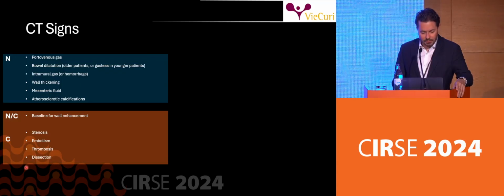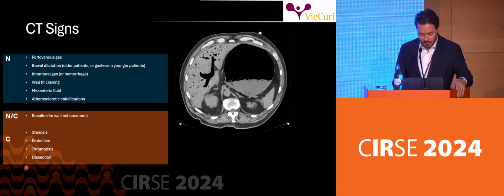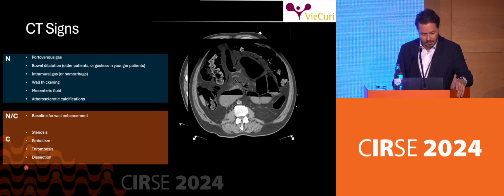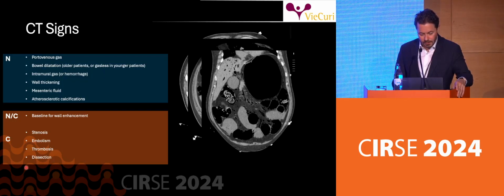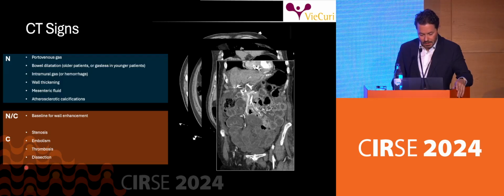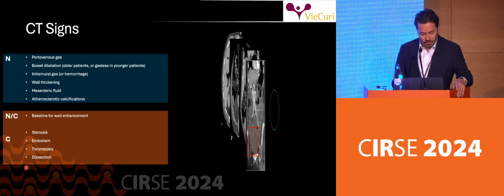So what signs are we looking for then on the CT? Well, there can be, of course, portovenous gas, bowel distension, intramural gas, and we can have attenuation abnormalities in the bowel. So we see a normal attenuation of the bowel wall here on the left side of the abdomen, and in the lower abdomen there's a clear lack of contrast enhancement and slight thickening of the wall. Mesenteric fluid and atherosclerotic calcifications are also very common.